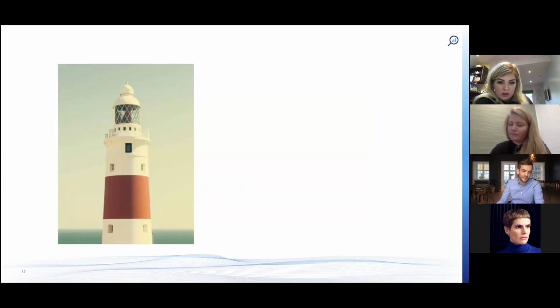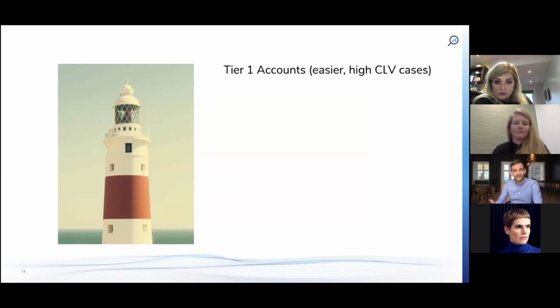You can also think of it like this. We have the lighthouse accounts. I would call them easier high CLV. So a very good example from Templafy could be an accounting firm or a law firm.